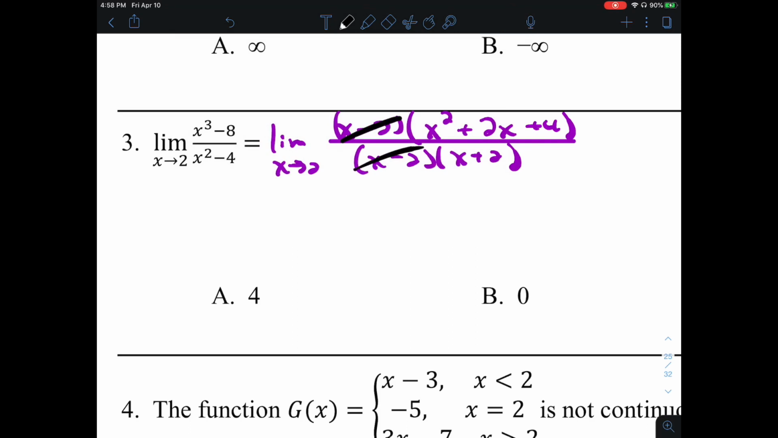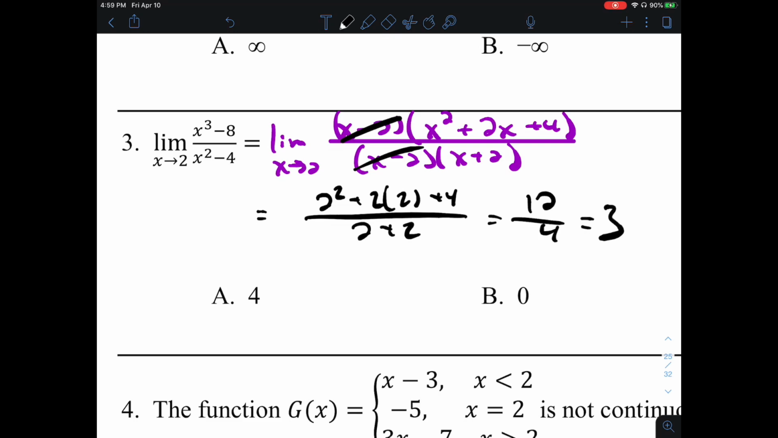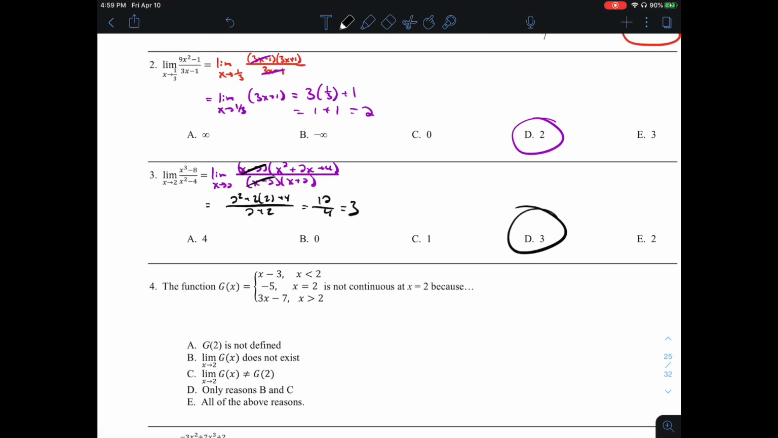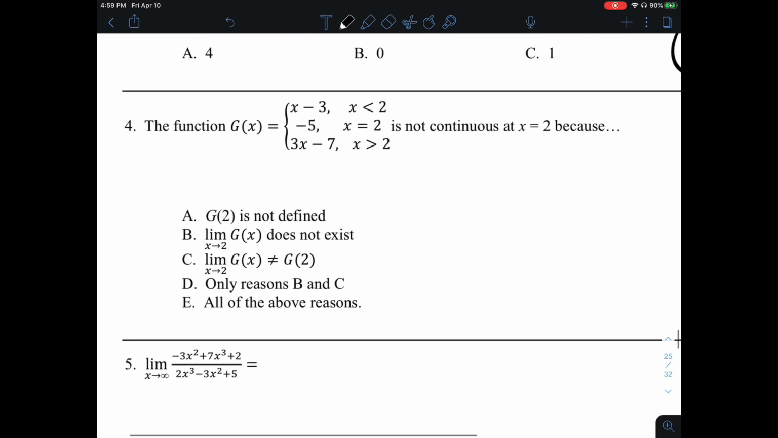So those cancel. We can evaluate the limit by putting 2 in for the x's. That's going to give us 4 plus 4 plus 4, which is 12. 2 plus 2 is 4. So I got 3 for this, which is D.